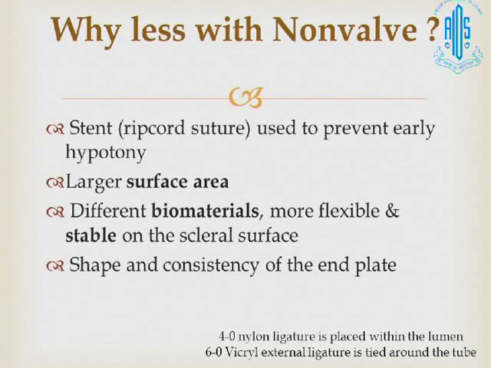Why is it so? Because in the non-valve we use the 6-0 Vicryl external ligature suture as well as 4-0 nylon ligature suture, which is placed within the lumen to reduce the incidence of hypotony. So this ripcord suture and stent saves from hypotony but also has a less incidence of the hypertensive phase. Again, it has a larger surface area. Material is already been discussed. Very smooth material, flexible and stable on the scleral surface.